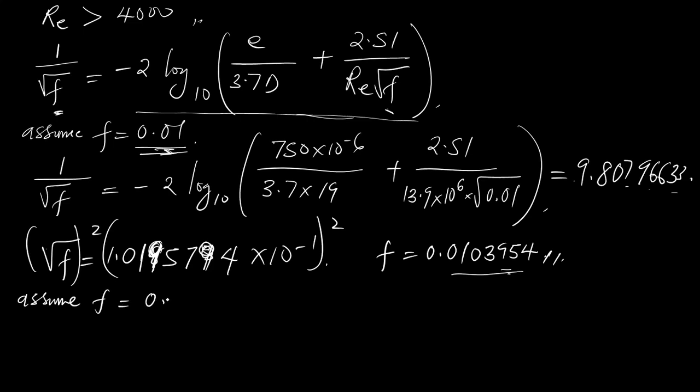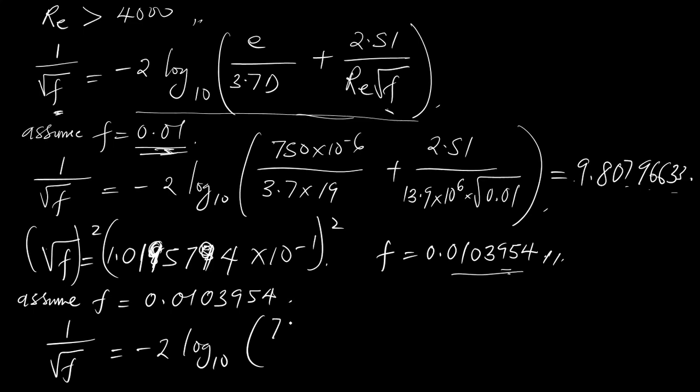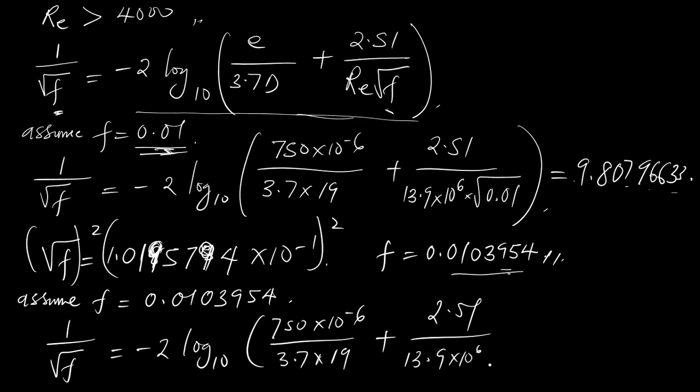So now, let's assume F is equal to 0.01039954. Now let's solve for this value again, where all other parameters will be constant. These other parameters will just be the same. So the F now, that is the friction factor, will be 0.01039954. So this is what we're going to use. Now let's see what it will give us. Let's go back to the calculator.